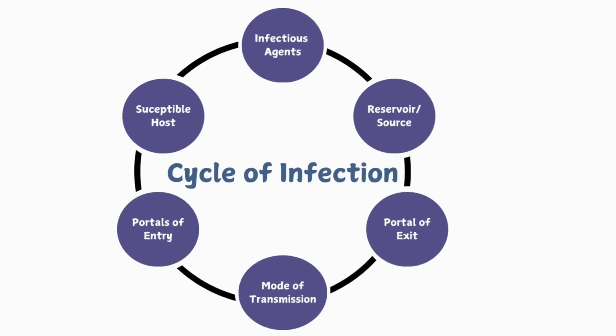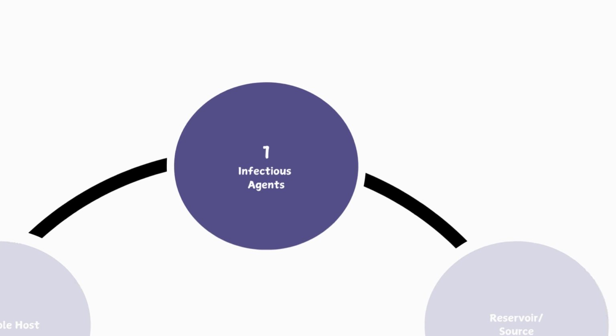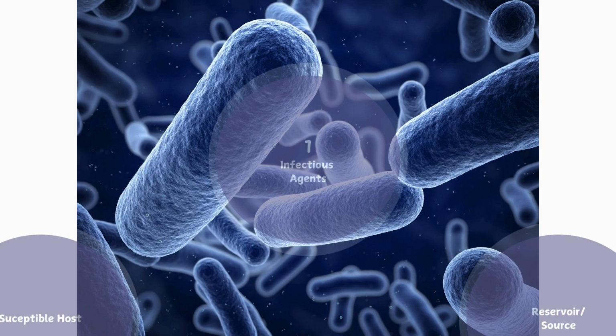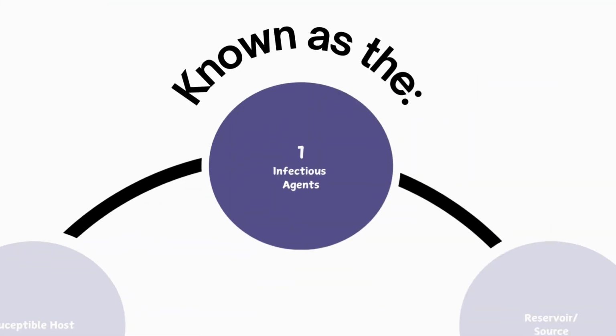There are 6 defined steps to the infection control cycle, also known as the chain of infection. The first step is the microorganism. Bacteria, viruses, or other organisms must exist in order to create infections. Here's a picture of a bacteria, which is one type of microorganism. This step is also known as the infectious agent.